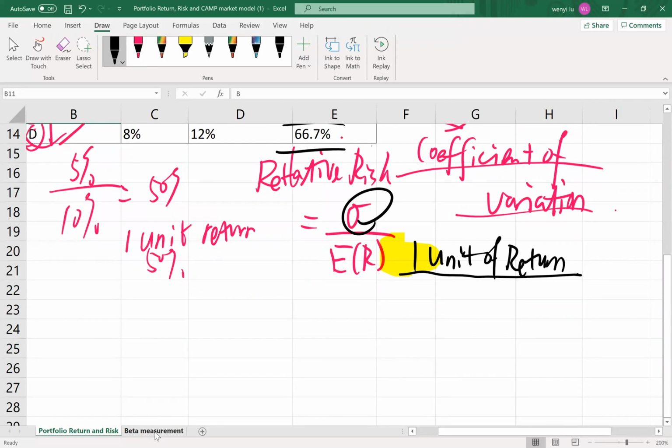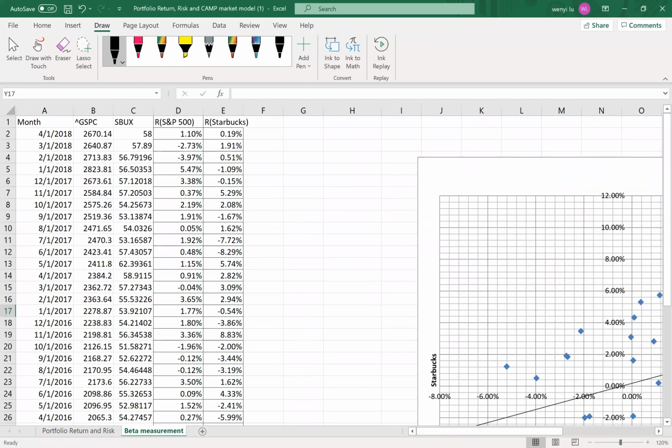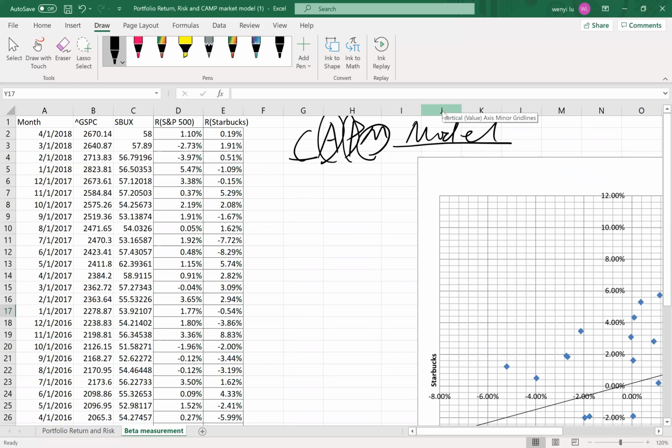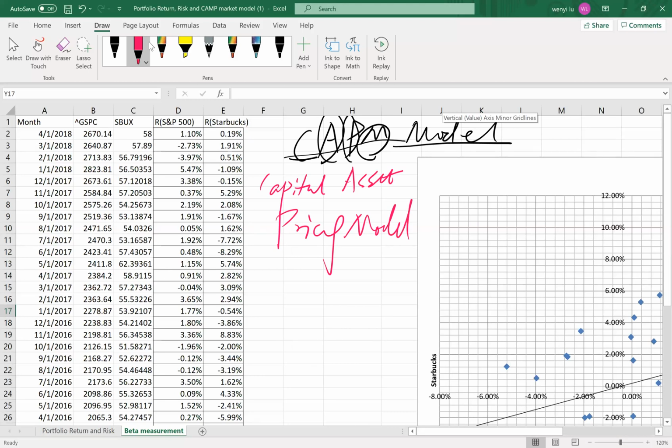Okay, let's take another measure that we study in these lectures. It's about the CAPM model. The CAPM model, capital asset pricing model, is the most important model in this semester, and these formulas will be used across all the finance classes you will study in the future. It's called the capital asset pricing model. This model measures the expected return. Expected return for your stock should be equal to the risk-free rate plus beta times the market risk premium.